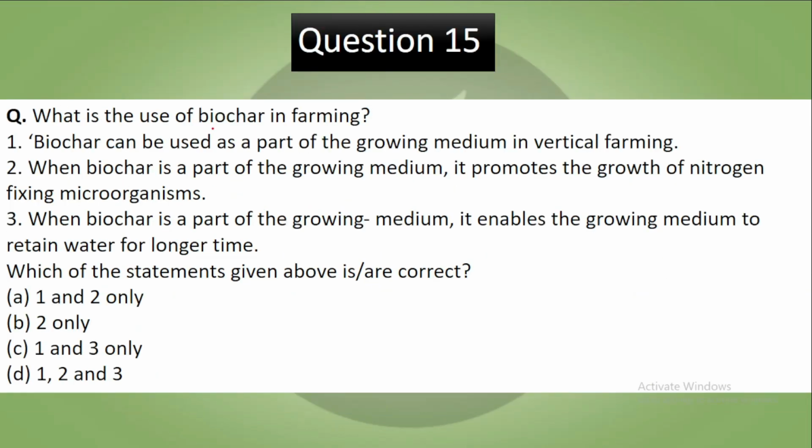15. Which is the use of the biochar in farming? Biochar can be used as a part of growing medium in vertical farming. It promotes the growth of nitrogen fixing microorganisms. When biochar is a part of growing medium, it enables the growing medium to retain water for a longer time. Which of the statements given above are correct? Pause the video, try to answer.